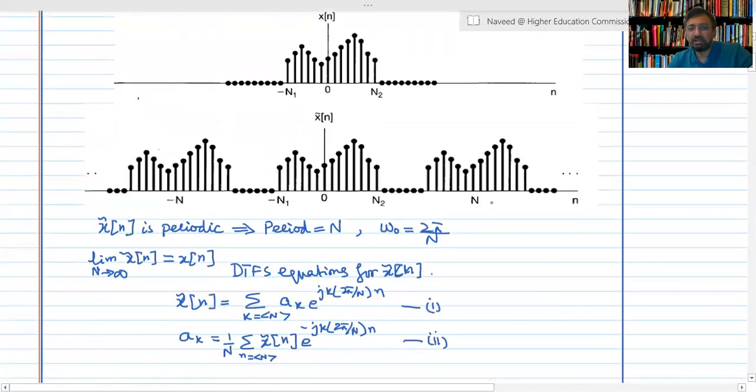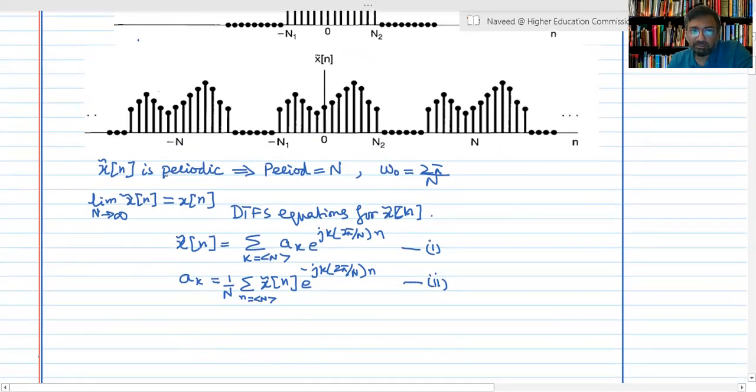Now, let us develop the discrete time Fourier transform. Here we consider a general aperiodic sequence which is non-zero from integer values of minus capital N1 to capital N2, and it is 0 for all the other values of n. So we construct a periodic signal x tilde n for which x n is one period. So x tilde n is periodic and its time period is represented by capital N, and the fundamental frequency is omega naught equal to 2 pi divided by capital N. And then in the limit when capital N approaches infinity, x tilde n is equal to x n for all the values of n. So we will see the behavior of discrete time Fourier series synthesis equation in this limit.